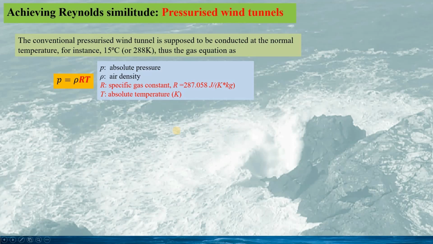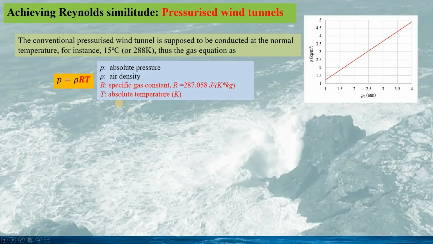To increase the Reynolds number in the wind tunnel test, one way is to increase the pressure in the wind tunnel, such as those pressurized wind tunnels. The conventional pressurized wind tunnel may be operated under an applied pressure and the normal temperature, for instance, 15 degrees. Principally, the gas equation can be used for this situation. Here, the gas constant and the temperature both are constant. Thus, the air density would be proportional to the applied pressure.